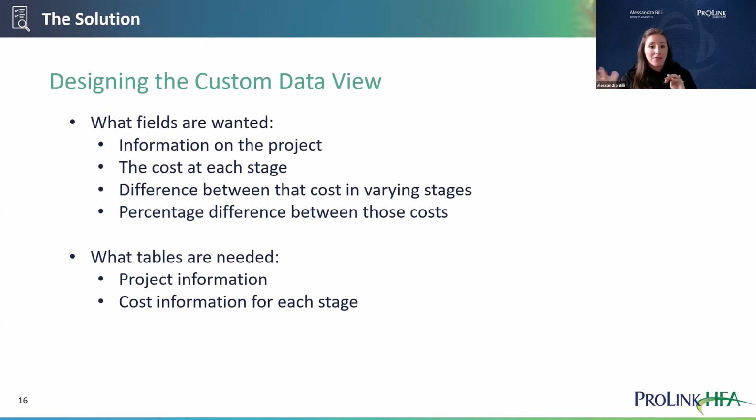And then after we know what fields we want, we move into what tables are needed. So looking at these fields, we know that the project information on the project, we need a table for that. And then we need the cost at each stage. So we need that cost information for each stage as well. And then these two, since they're calculated and they're calculated based on this, we don't need any extra tables for these two. So now that we know what tables are needed, and looking at this, we may need to join in this table a couple of times when it's filtered, we can move on to start building our data view.